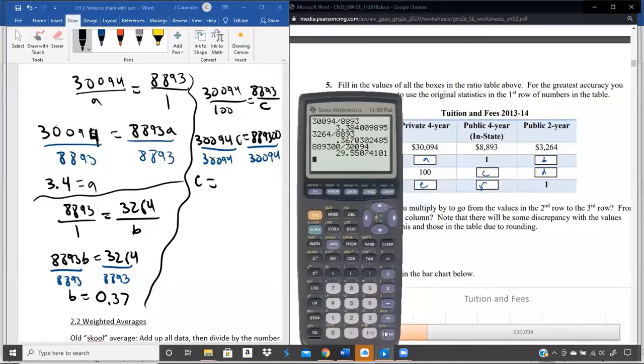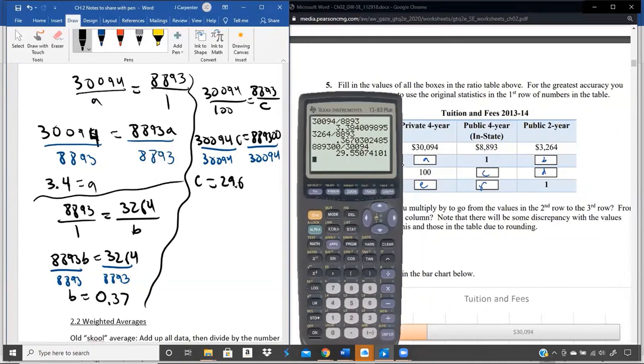And we get 29.55. It's got a hole, so round it to one decimal, 29.6. So this is your 29.6. That says for every $100 you spent at Virginia Wesleyan, you're only spending $29.6 at ODU. That's one way you can think of it.